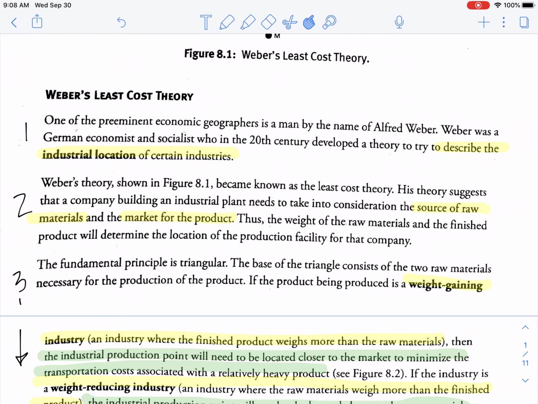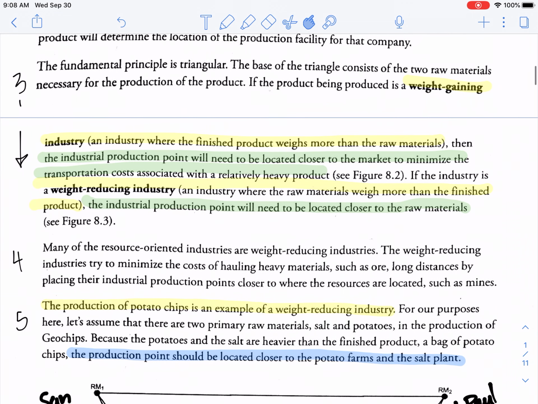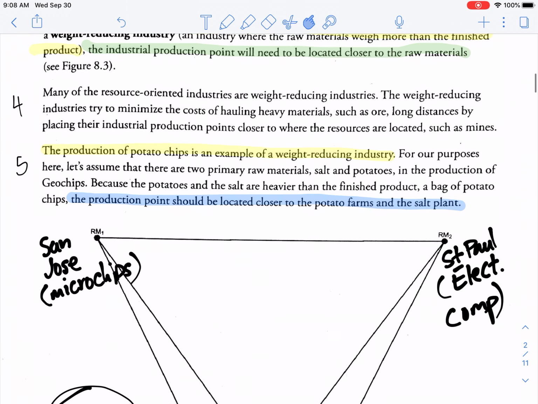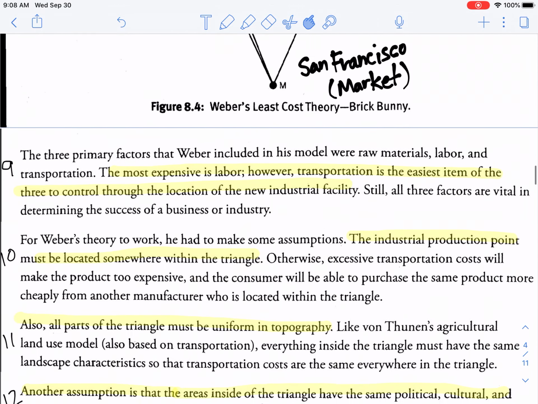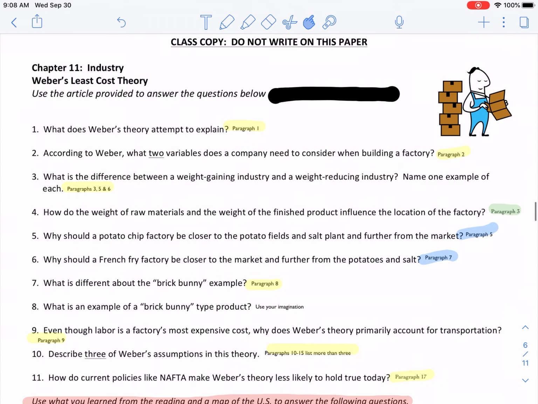Now, what I've done for you to help you sift through this article is I have numbered the paragraphs for you, and I've highlighted certain information that is important for you to help answer the comprehension questions that are provided for you after this article. Okay, so I'm going to scroll down to that. You can see there's 17 paragraphs in the reading.